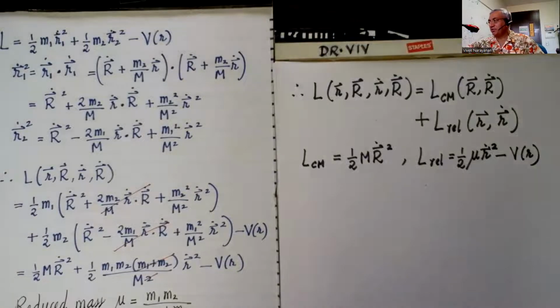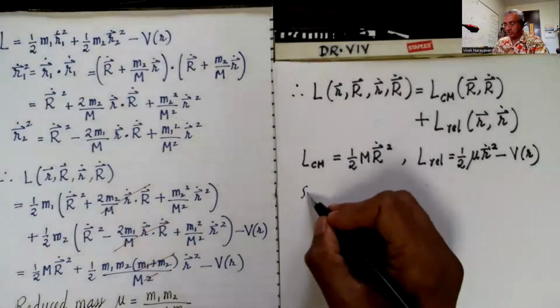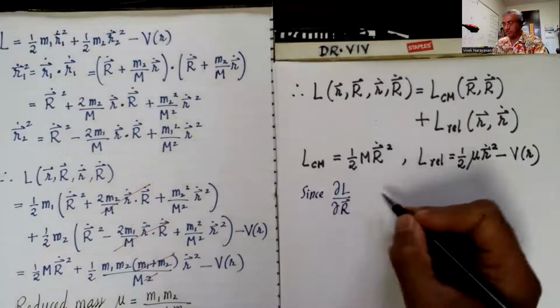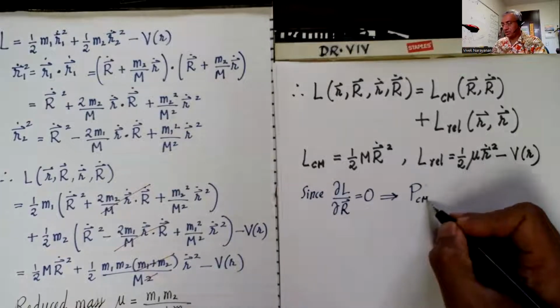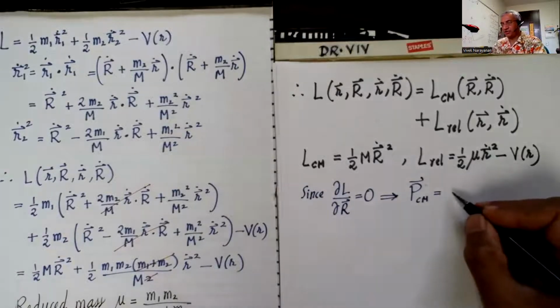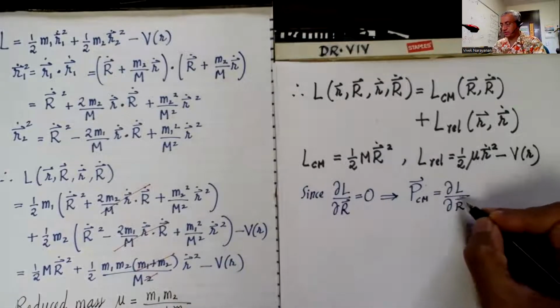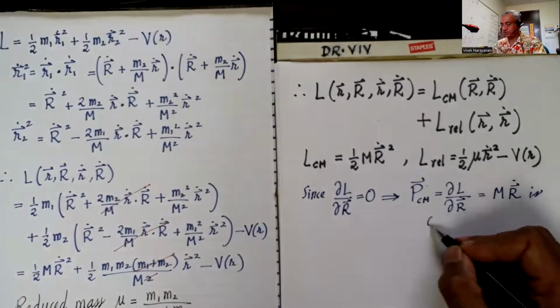Okay, so we have our Lagrangian. Well, immediately we can deduce the following. Since the Lagrangian is independent of the center of mass coordinates itself, it tells you that the momentum associated with the center of mass, which is del L over del R dot, or M R dot, is conserved.